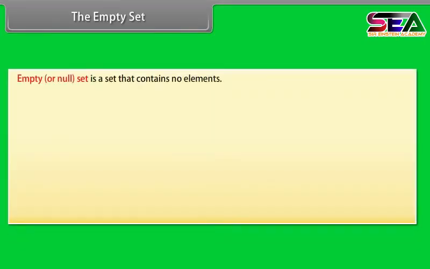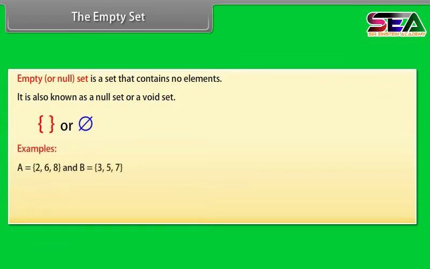The empty set. An empty or null set is a set that contains no elements. It is also known as a null set or a void set. The empty set is denoted by these symbols.